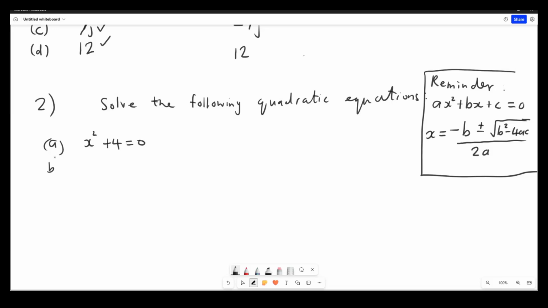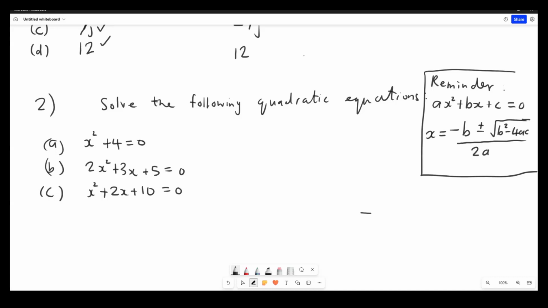And then the b part is 2x squared plus 3x plus 5 equal to 0. And then the c part is x squared plus 2x plus 10 equal to 0. Okay. So let's look at the a part there, guys.